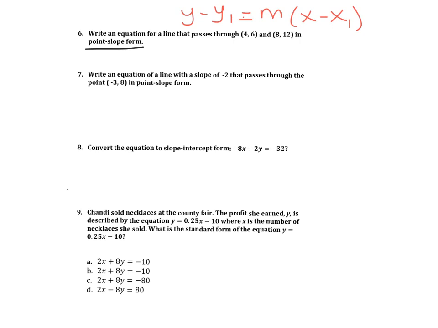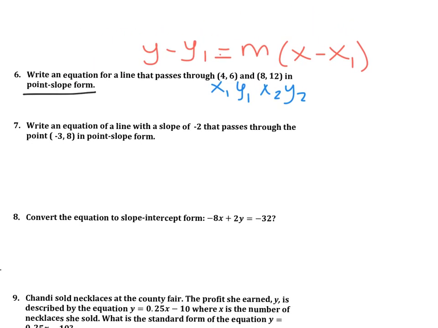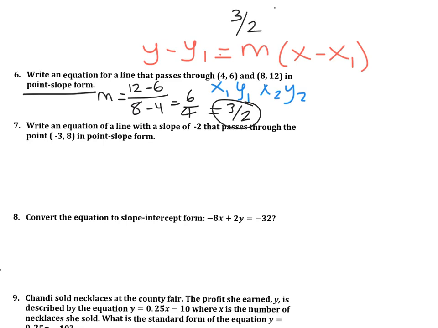I still do need to start by finding my slope. So I'm going to label x1, y1, x2, y2, and put that into my slope formula. So I get m equals 12 minus 6 over 8 minus 4. So I get 6 over 4. If I reduce that fraction, it's 3/2. That is going to be my m. I'm going to write 3/2 right here.